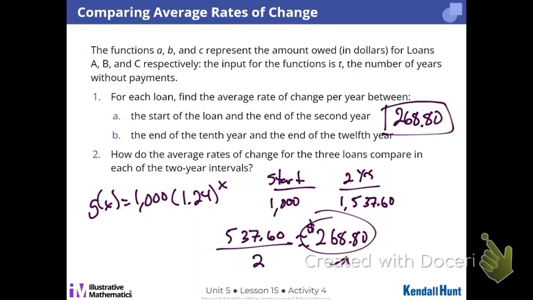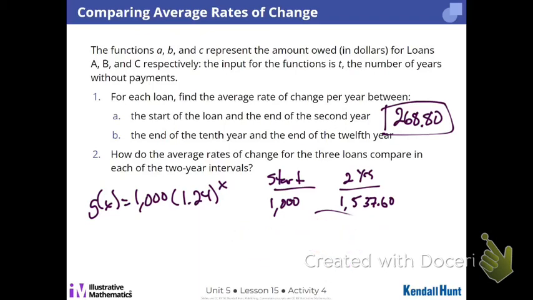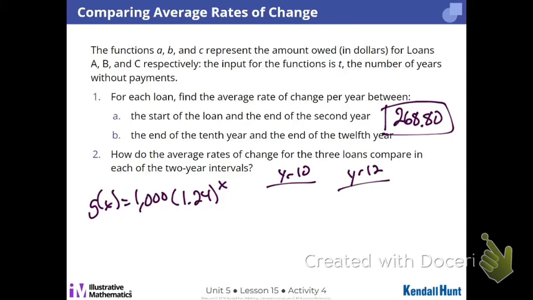While I'm setting this up, whisper to your neighbor a prediction for year 10 to 12. Okay, so year 10, I'm going straight calculator. 1,000 times 1.24 to the 10 is 8,594.43. And for year 12, I just need to change the 10 to a 12. 13,214.79.